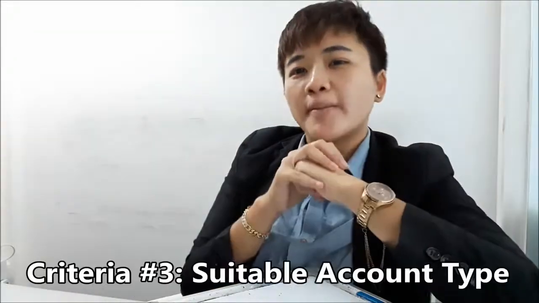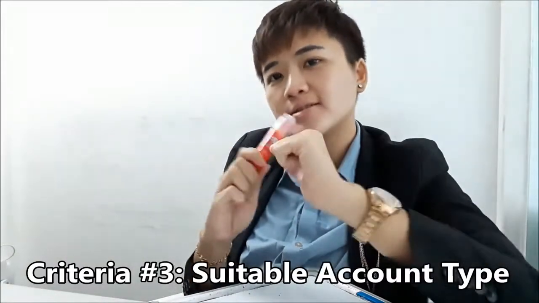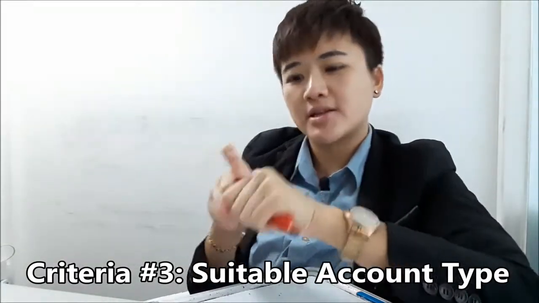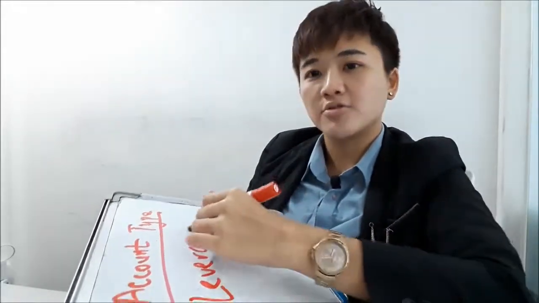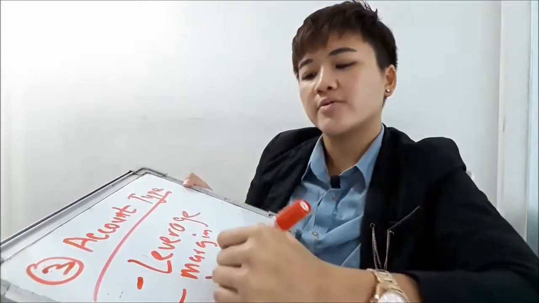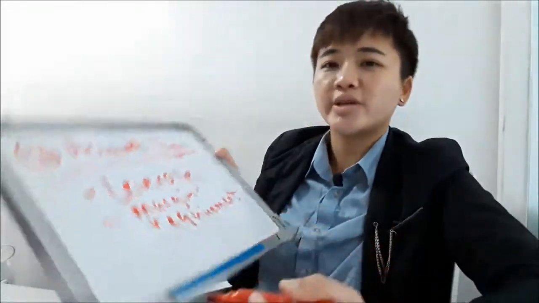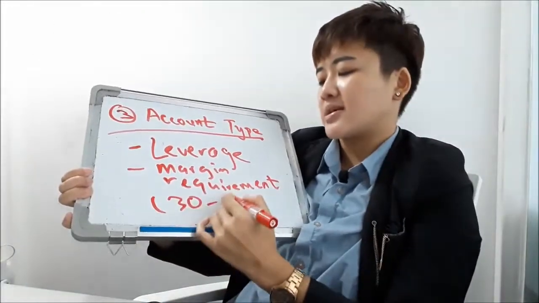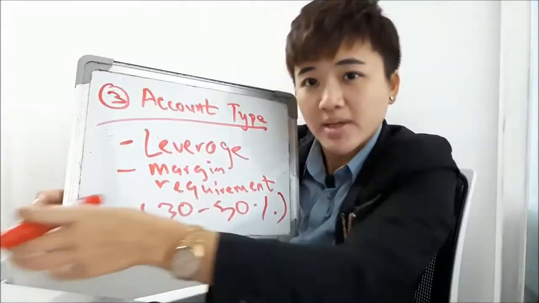And the third criteria that you need to make sure is to make sure that your broker offers the account type that suits your own personal trading style. What do I mean by that? You need to find a broker that offers the kind of leverage that you are looking for. And also you need to make sure that your broker offers the margin requirement that you are looking for. So a good level is between 30 to 50%. But of course, depending on individual, it might be less, might be more.